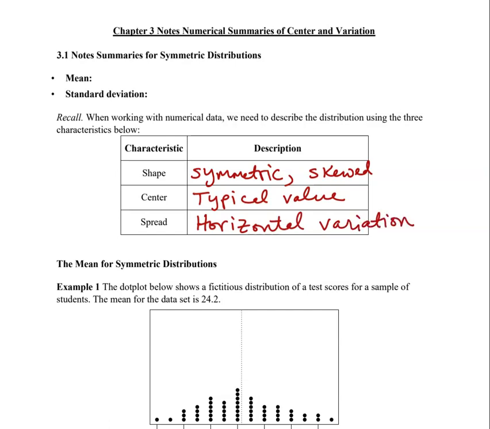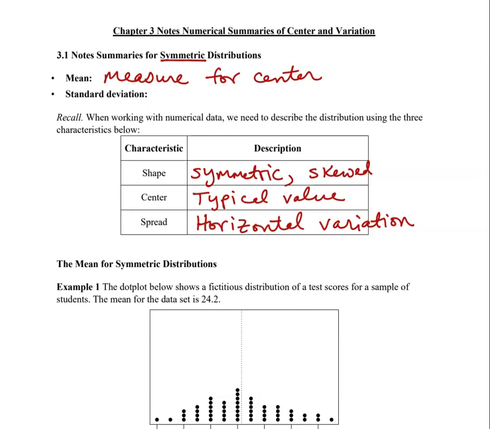So these two measurements, the mean and the standard deviation, are going to help us describe the center and the spread. When we're working with a symmetric distribution, the mean is what we're going to use as the measure for the center. And you've probably heard of the mean. I would imagine you did that at some point in high school. The mean is a fancy word for what we would think of as the numerical average, where you add all the numbers together and divide by however many are in your data set.